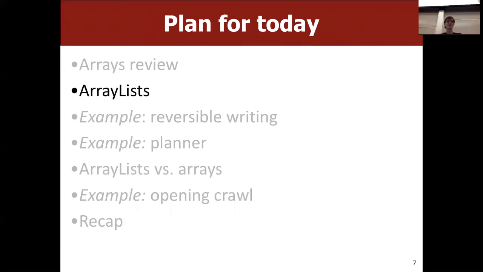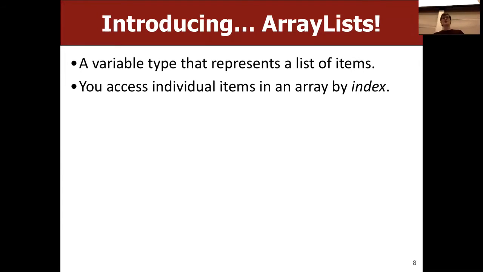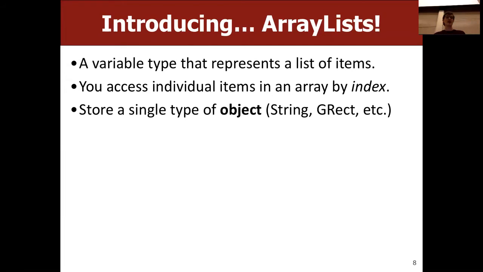So, transitioning to ArrayLists. ArrayLists are exactly the same as arrays in that they're a variable type that represents a list of items. You can access individual items in an ArrayList by index, right? And it stores a single type of object. You'll notice the word object is bolded. We'll get to that a little bit later as one of the limitations of ArrayLists. So there's really no perfect world here. But you store a single type of thing, just like for arrays.